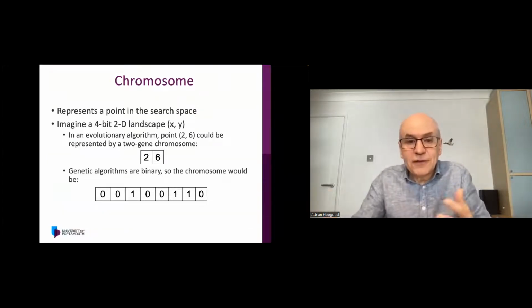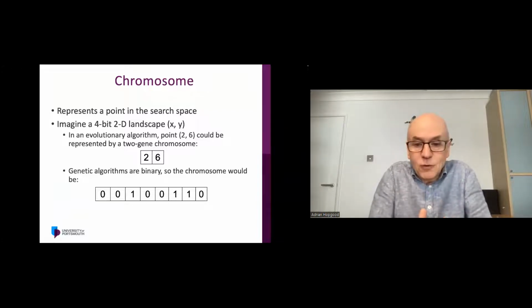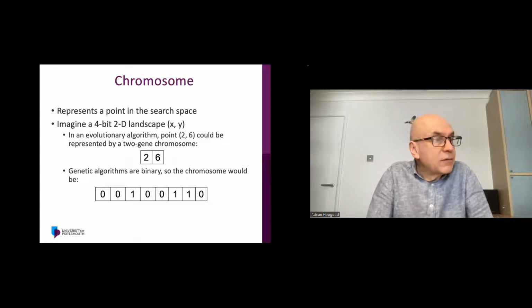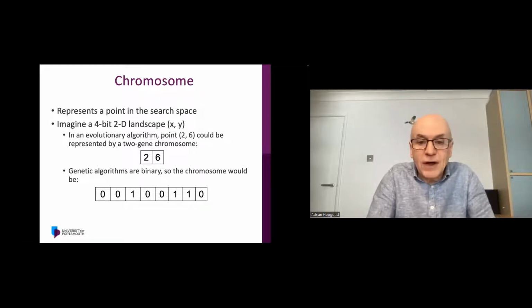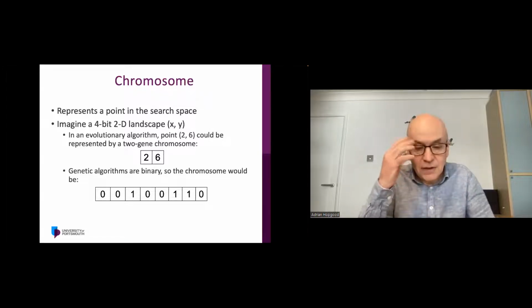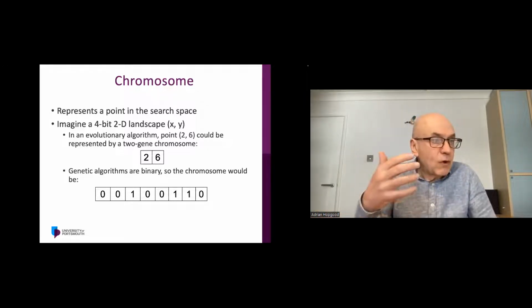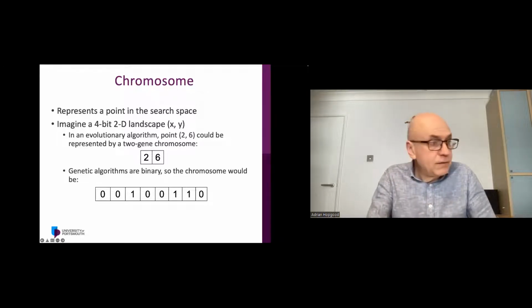So with that context and brief description of how they work, I now want to go into a bit more detail of how genetic algorithms work. Each candidate solution is a point in the search space represented by a chromosome. So in our two-dimensional landscape, our X, Y parameters, just imagine a point where X is 2 and Y is 6. That could be represented by this chromosome 2, 6.